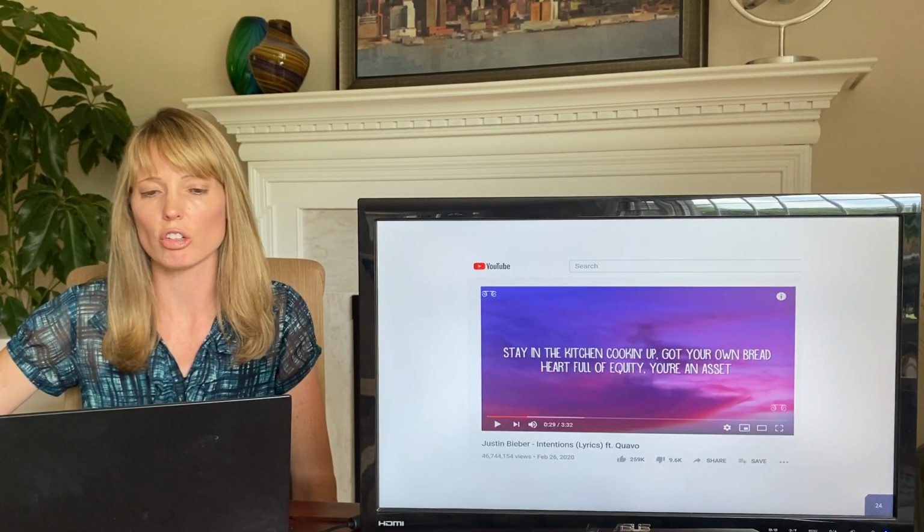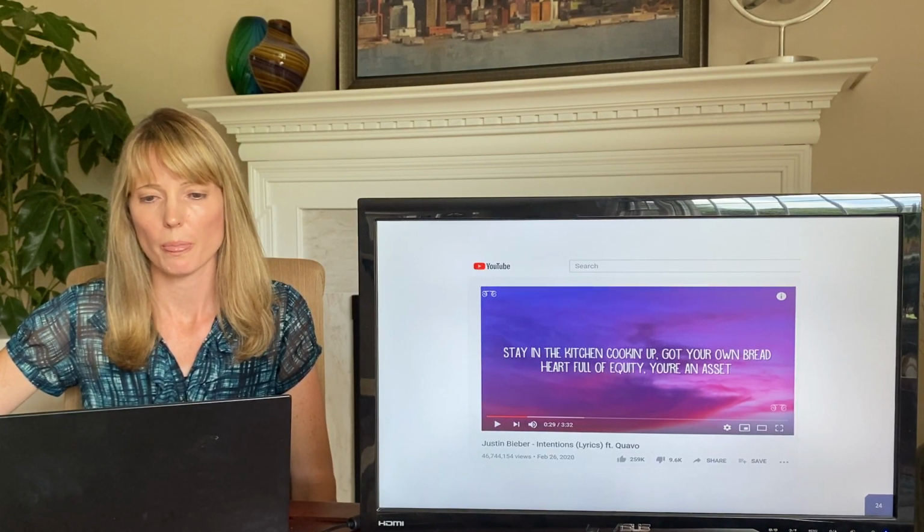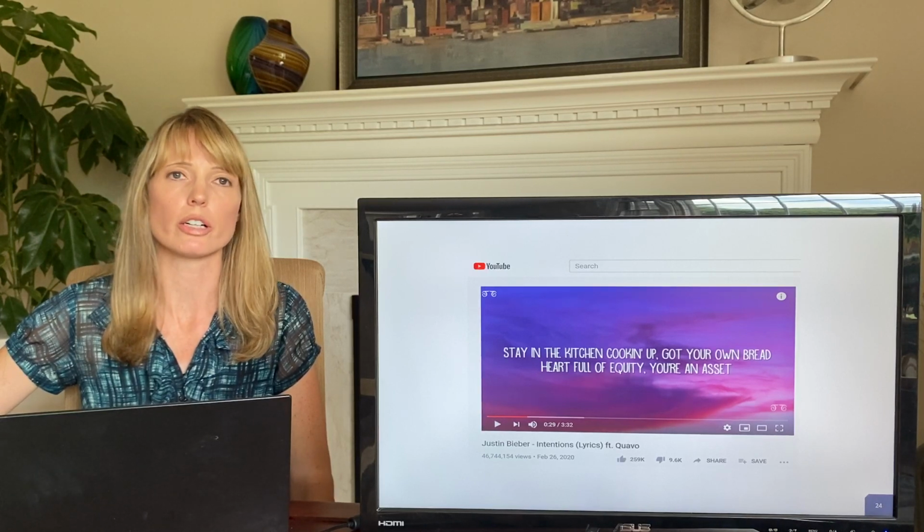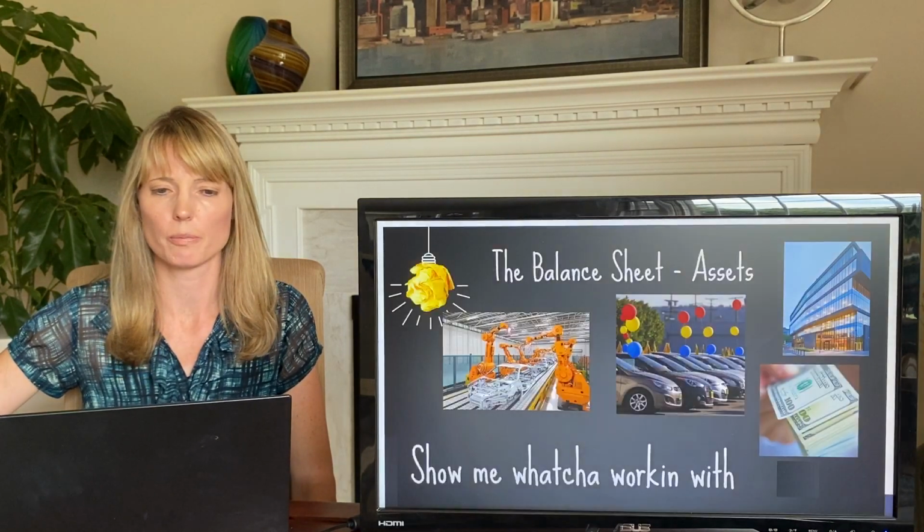Now, what does Justin Bieber mean in the song Intentions? What does he mean when he says full of equity and you're an asset? Well, let's take a closer look.